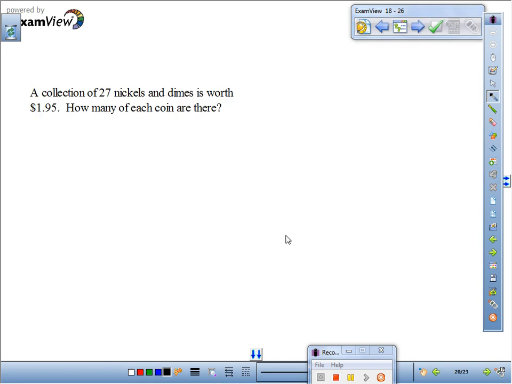Number 18. It says, a collection of 27 nickels and dimes is worth $1.95. How many of each coin are there? First of all, I want you to box the different types of coins, nickels and dimes, and the total of those is 27. Now with blue, or with a different type of box, I'm going to circle the value. The value is $1.95. That's how much it's worth.